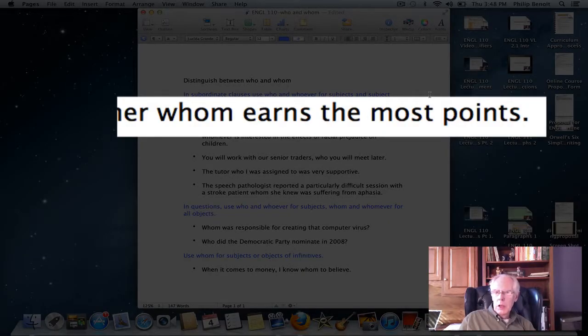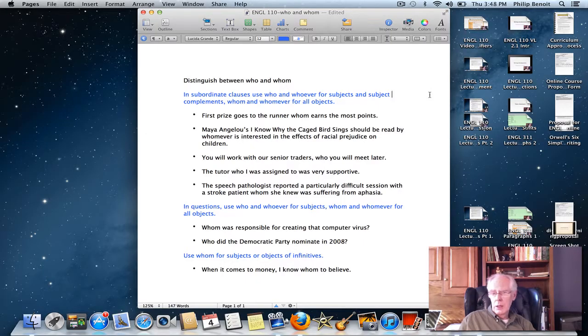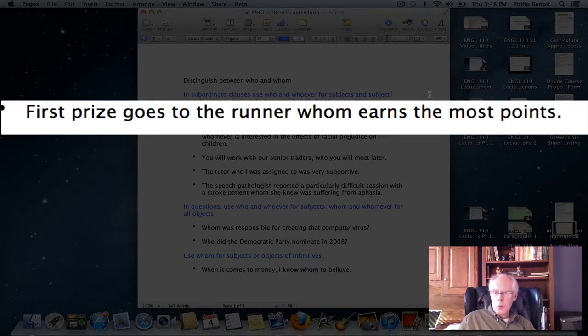So the subordinate clause is "whom earns the most points." So in the clause, whom is functioning as the subject of the sentence. Whom earns. Who earns. It has to be who because it is the subject. So we need to fix that and change that from whom to who. So we look at the clause and isolate what the function of the words in the clause is, and then we can unravel which application of who or whom to use.